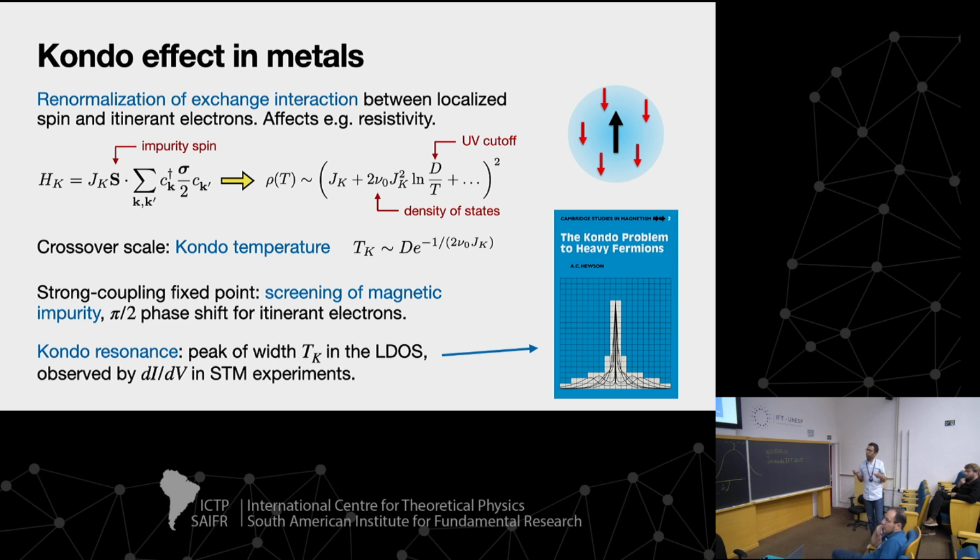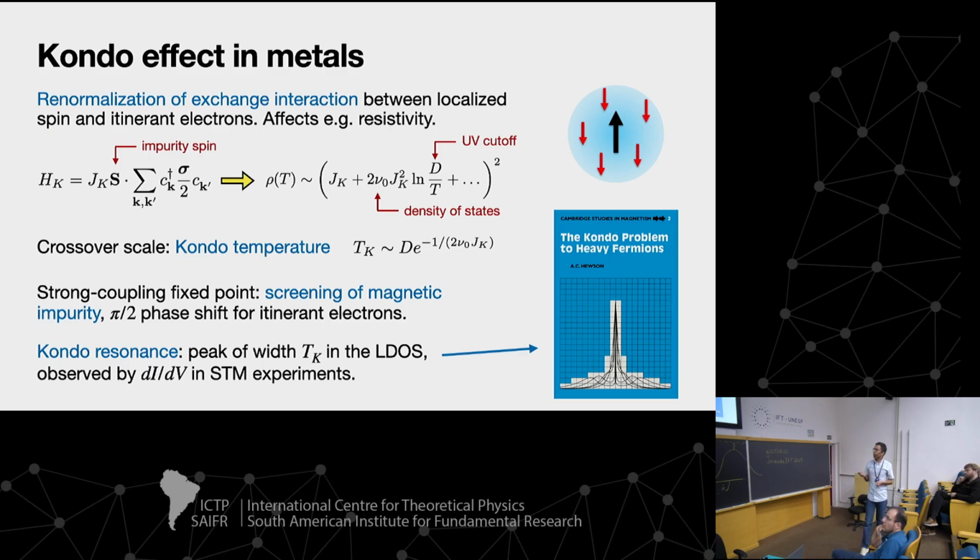That can be discussed in terms of an effective pi-over-two phase shift in the language of scattering for the conduction electrons, which is like a change in the boundary conditions, which again can have many different consequences for physical properties.